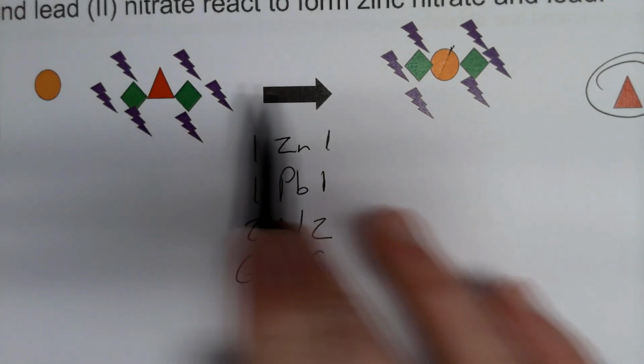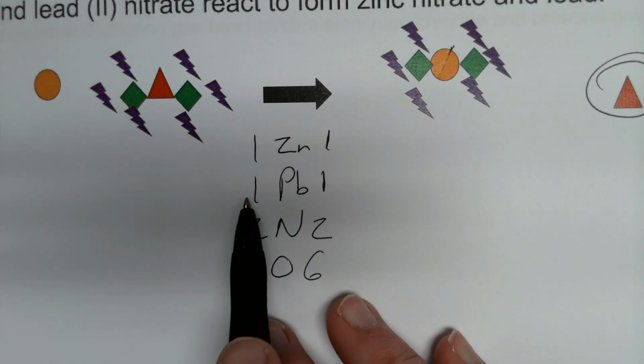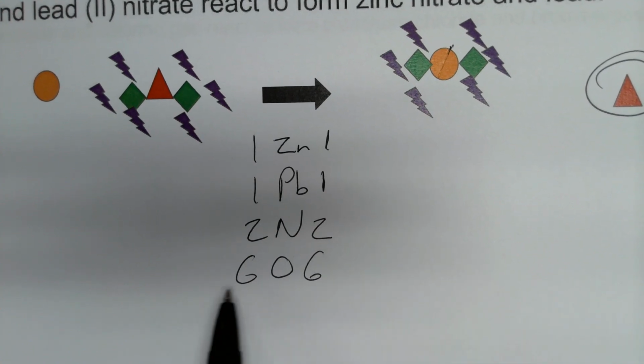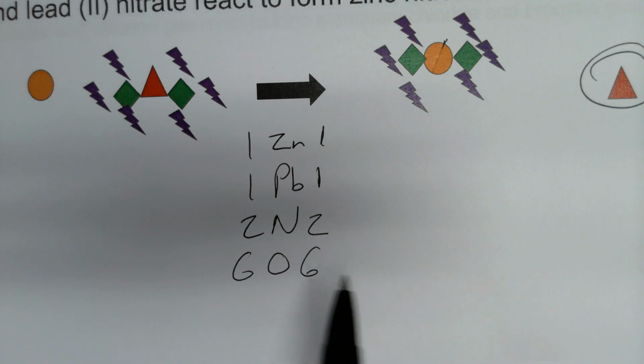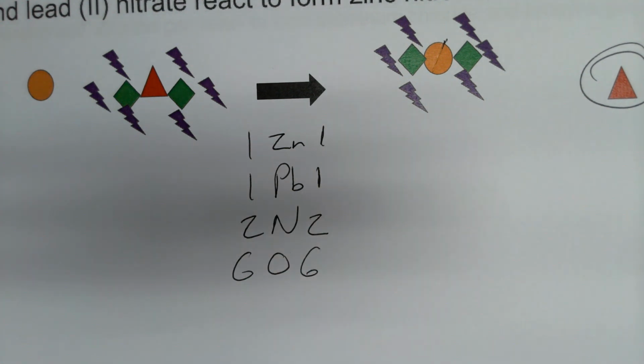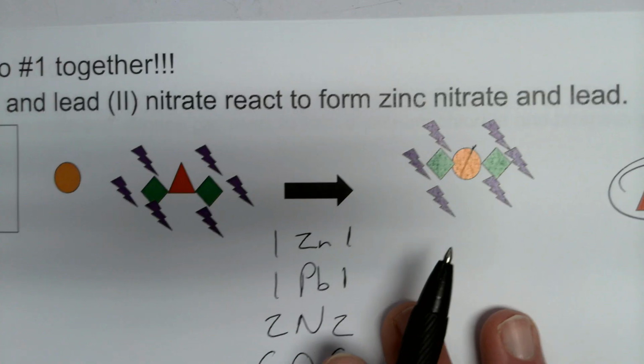I started with 1 zinc, I ended with 1 zinc. I started with 1 lead, I ended with 1 lead. I started with 2 nitrogen, I ended with 2 nitrogen. I started with 6 oxygens, I ended with 6 oxygens. Everything adds up. I have to add nothing to my reaction here.